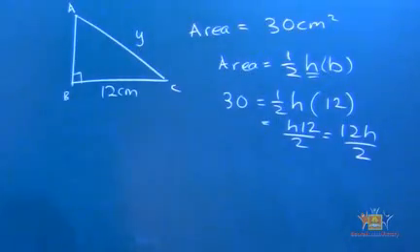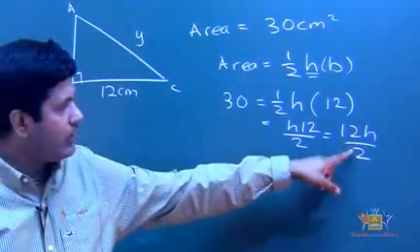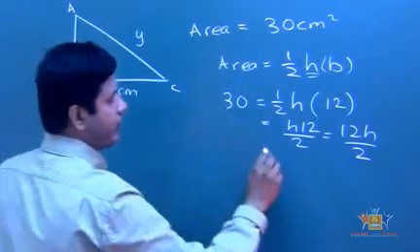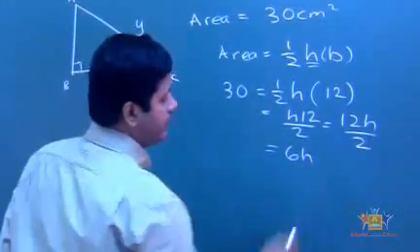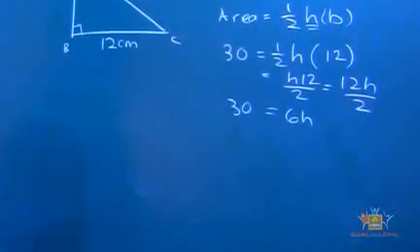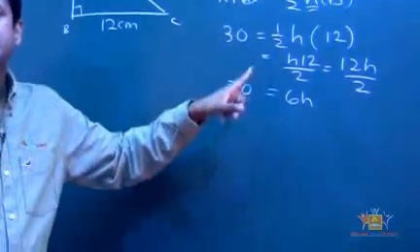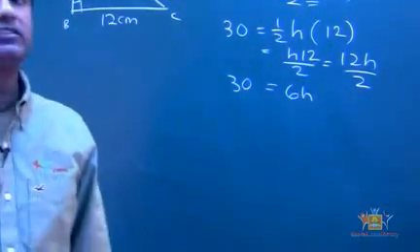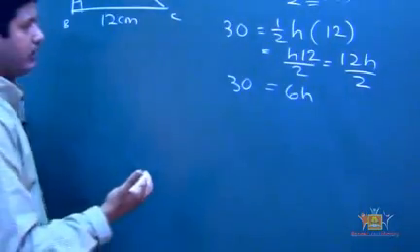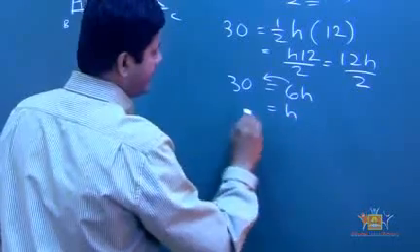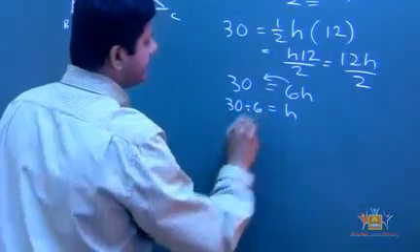Now ask yourself, 12 divided by 2 is 6. See, you simplify before you take it across, so that'll be easier. So now you know 30 equals 6h. You're looking for h, who got to go? 6. And what's 6 doing to h? It's multiplying. So multiplication across the bridge becomes division. So I'm going to take the 6 across the bridge, so h becomes 30 divided by 6.